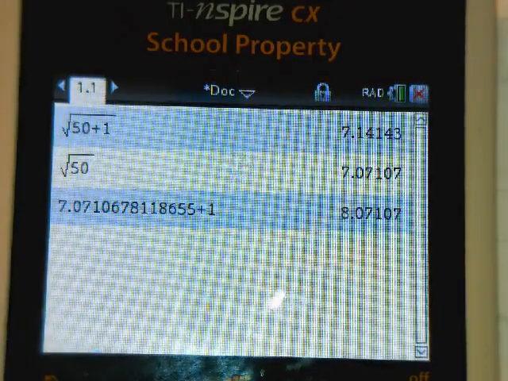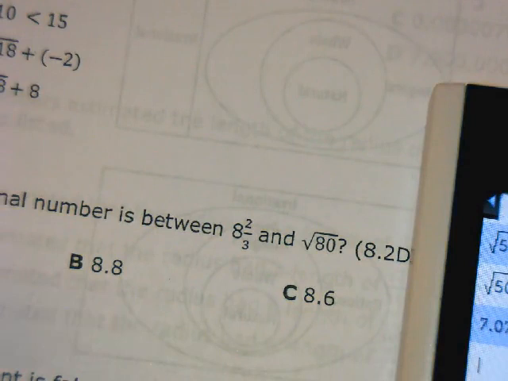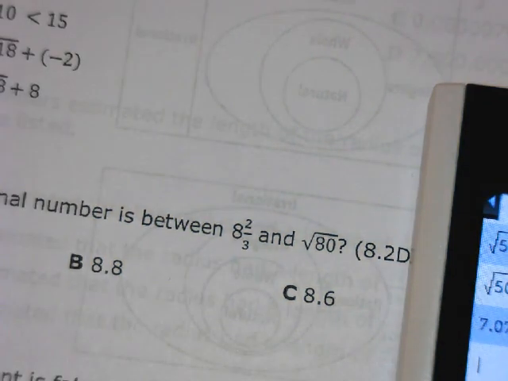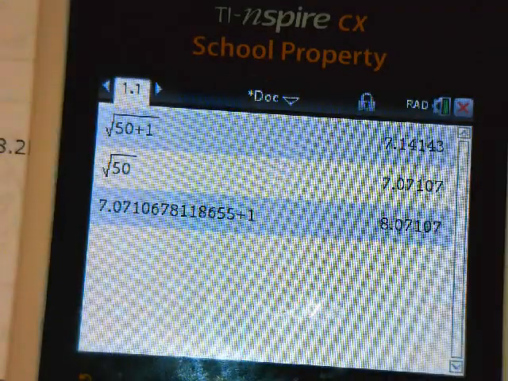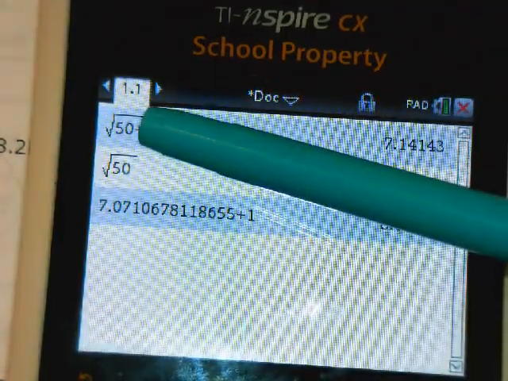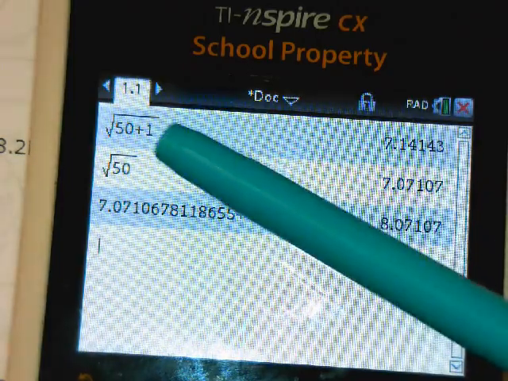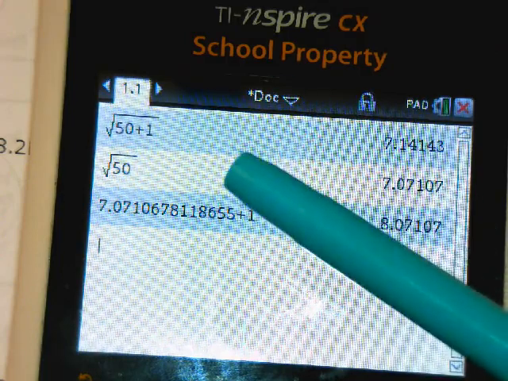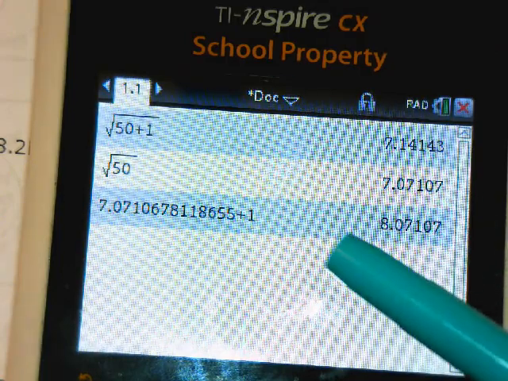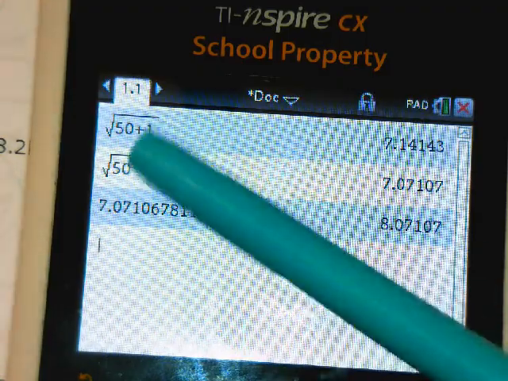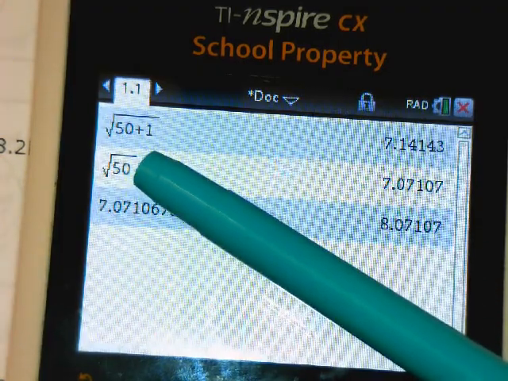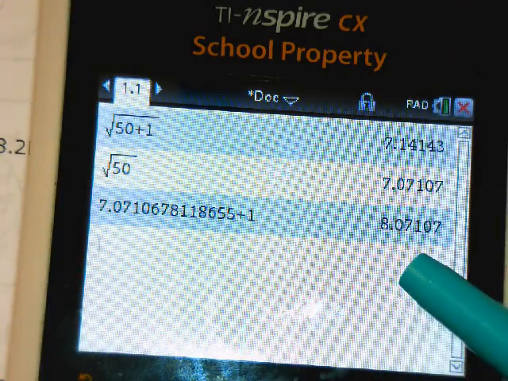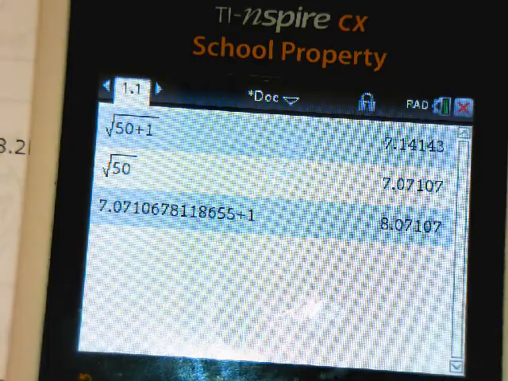If you look at 8.07, that's obviously more than 7 and 700. So A is not the answer. Again, if you just do the number plus 1 in the calculator, it's going to put 51 instead of the square root of 50 plus 1. So what you want to do is the square root of 50, and then once you get that answer, you just hit plus 1, and that'll take your answer and add 1 to it, and you'll get the correct answer there. So make sure you do that.